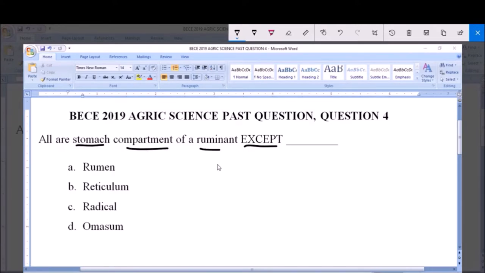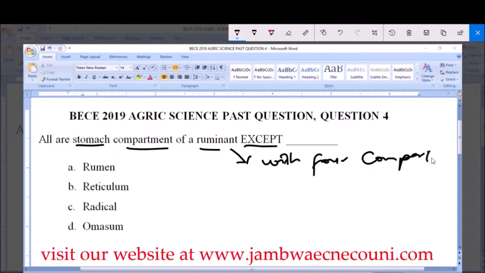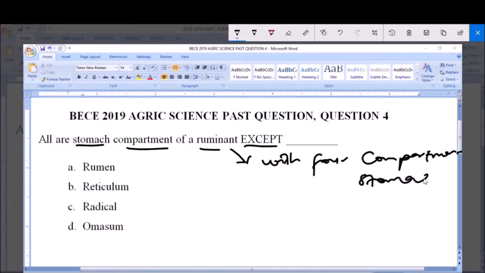Now, like we know, ruminant animals are animals with four stomach compartments. We call them ruminant animals. Examples of these ruminant animals include goats, cattle, and sheep.